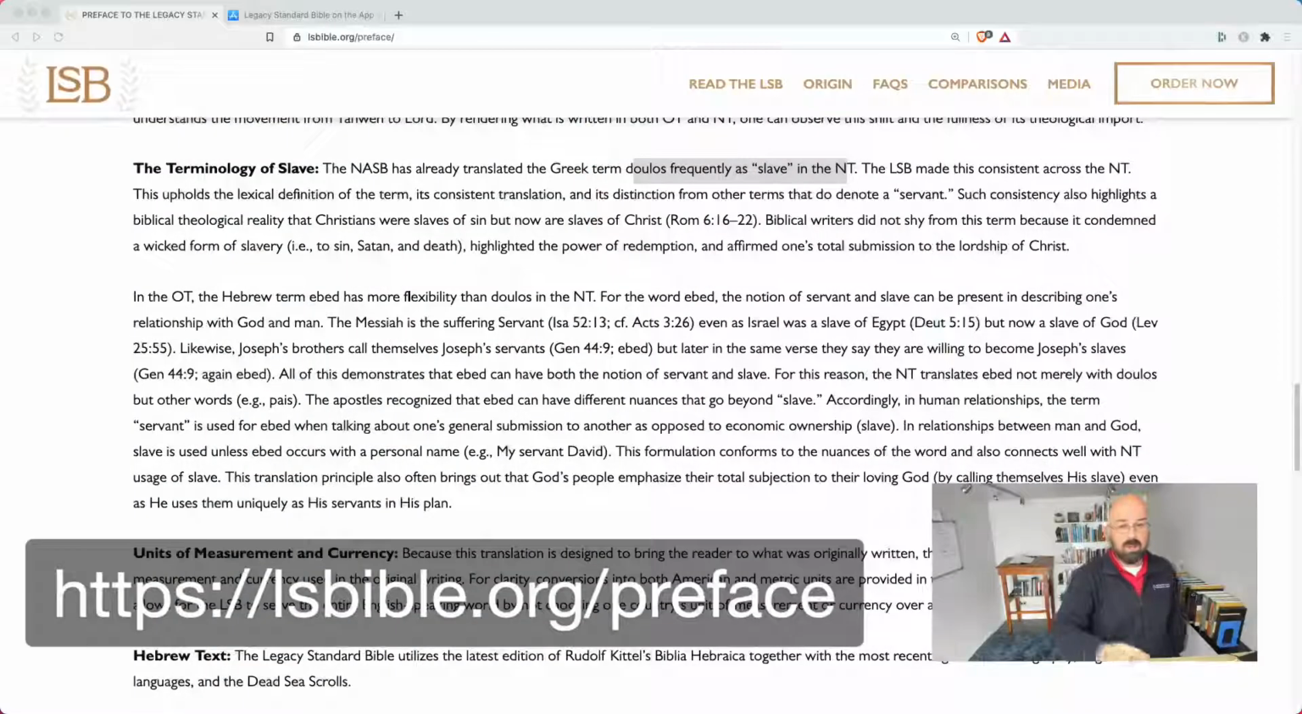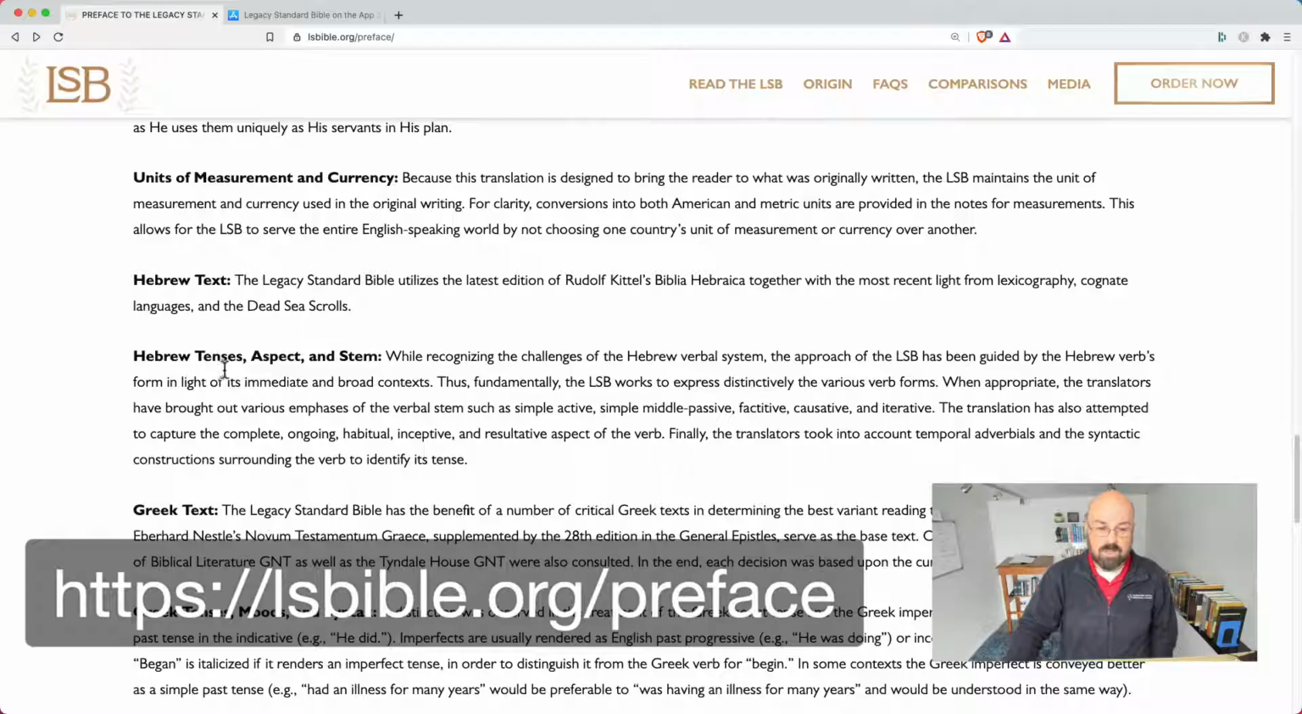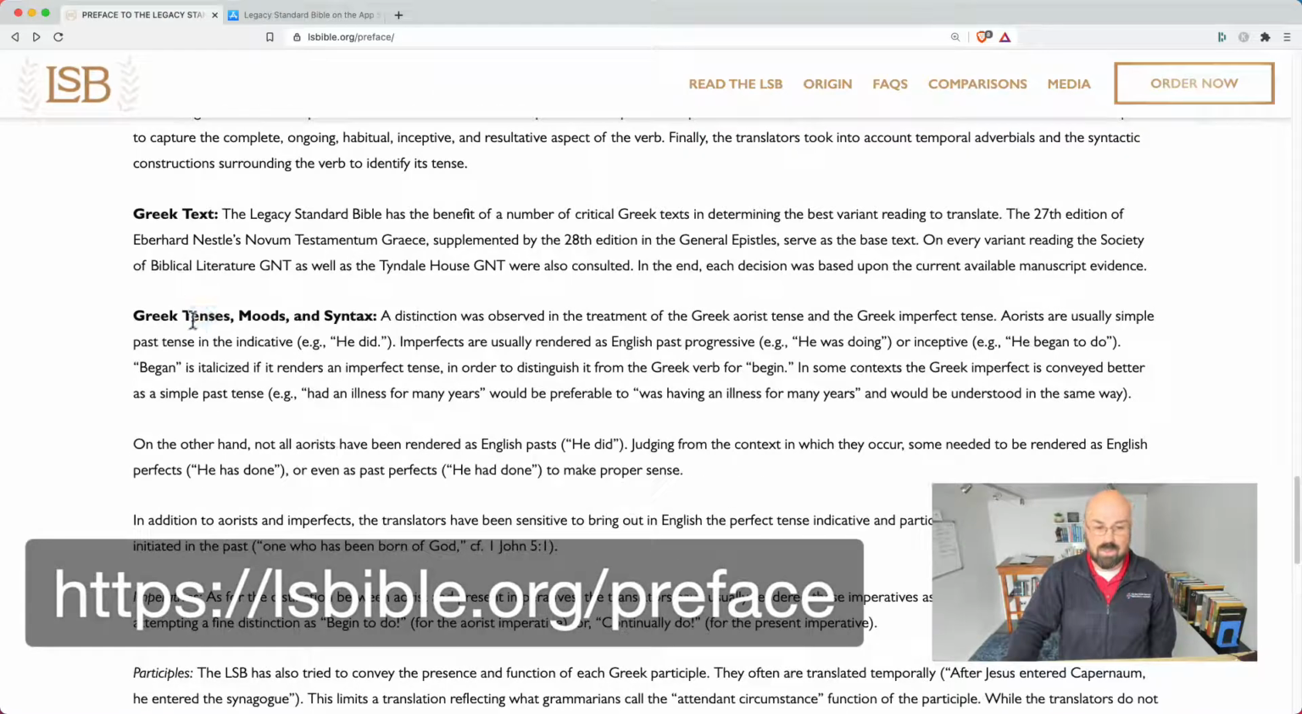Now, if we go back to our original preface here, and let me just find that on my screen because what I'm looking at and what you're looking at is not necessarily the same thing. We'll come down here, Hebrew tenses, aspect and stem, Greek text. Here we go, Greek tenses, moods. So here's what they've done.